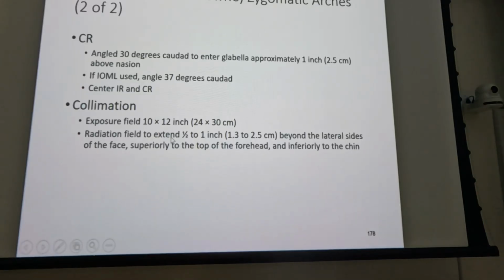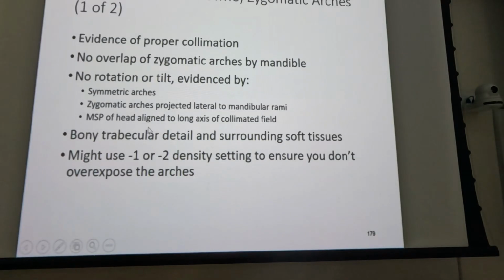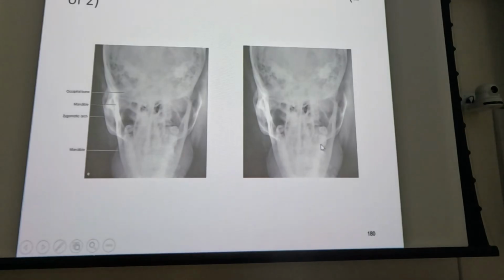Your collimation is going to be significantly smaller, 10 by 12 to get the entire Towne's on a skull, including the mandible. You almost have to use a 14 by, or 12 by 14. All right. So what we're going to see are the zygomatic arches, just a tip, in order to visualize those zygomatic arches and not overdose the patient. You might want to use -1 or -2 density. So these are the zygomatic arches.